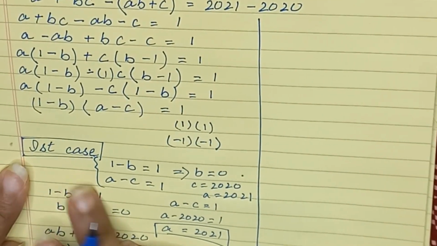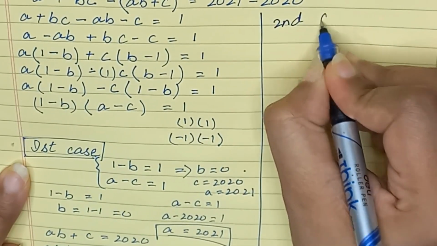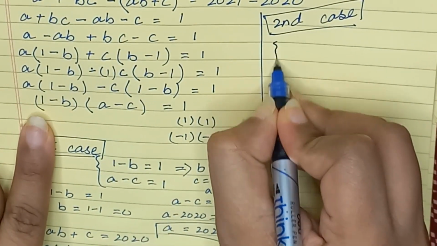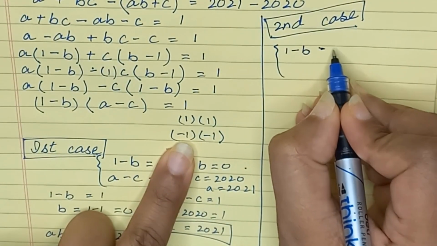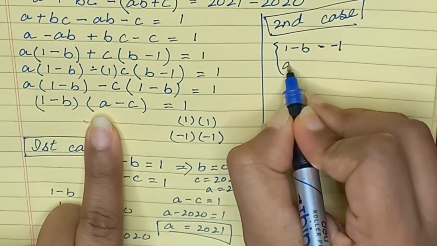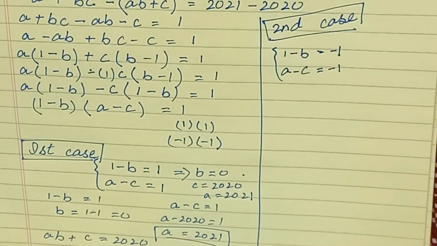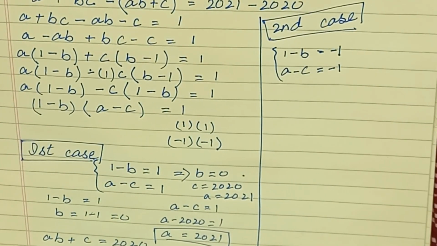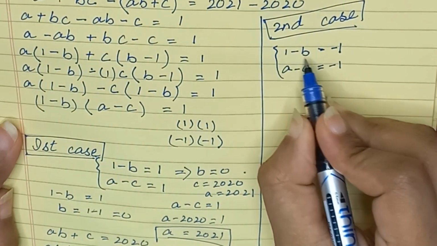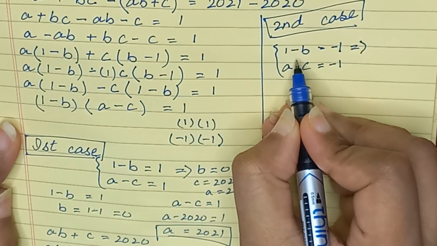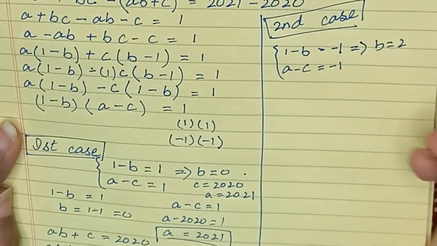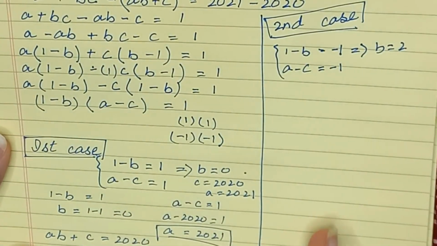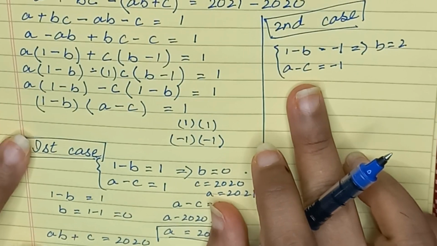Now the second case is 1 minus b is equal to -1 and a minus c is equal to -1. Now from this case, we will again find the values of a, b and c. So from here we can get easily the value of b, which is b is equal to 2. Now again, by using the given equations, we will find the values of the other variables a and c.